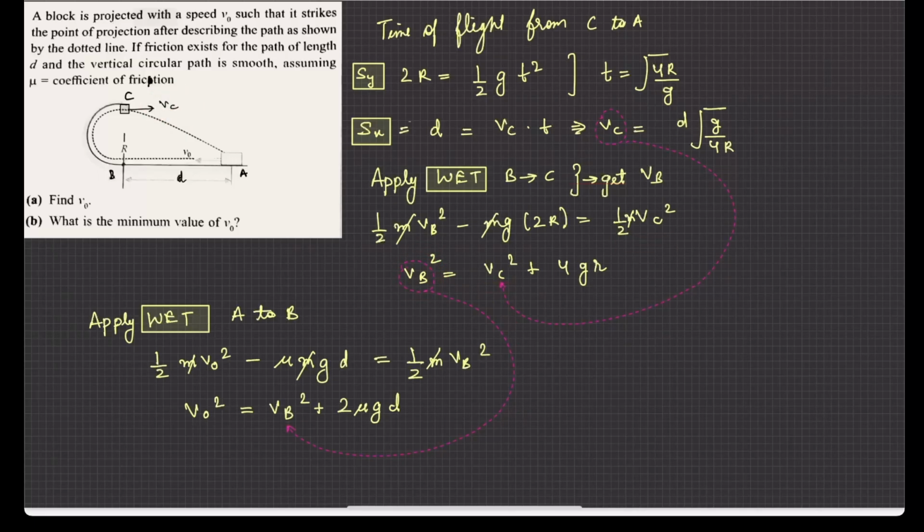The value of VC I already know. I just put the value here, this value, and got the value of VB. Now I know the relationship between these two. I know that relationship, and we can put the value and find out the value of V naught.